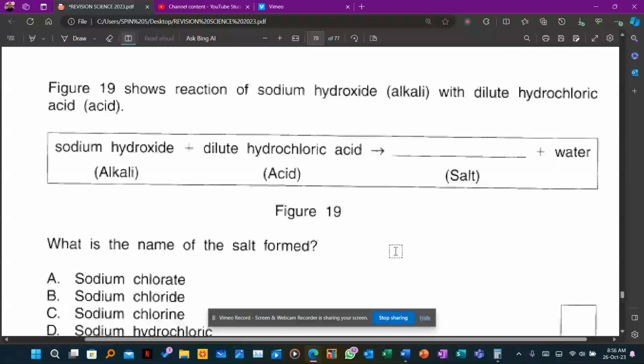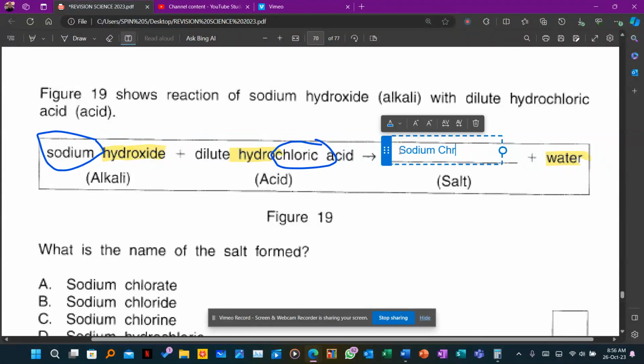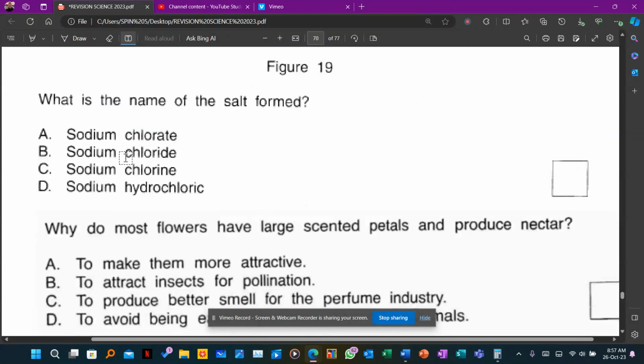Next one. So this one is the normal formula of neutralization. Sodium hydroxide is alkali, hydrochloric acid is acid. Then neutralization always produces water. Water is H2O, so you remove the hydrogen and the oxygen and hydrogen. When you remove all those things, you're left with sodium chloride. So you get the salt, sodium chloride. That's how you write a word equation, which you're going to do more in chemistry or combined science in the future. Okay, so it's B.